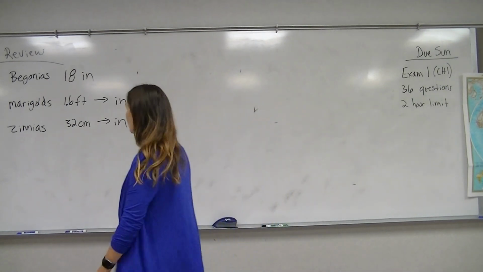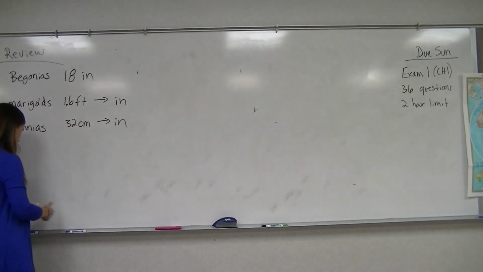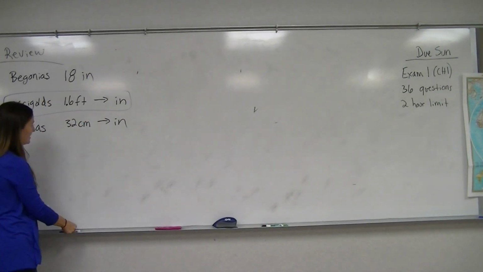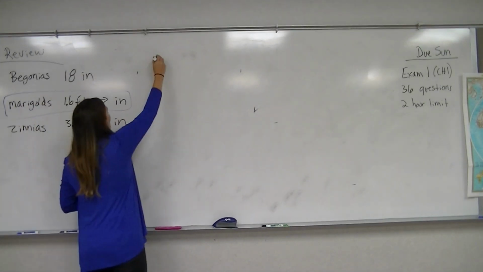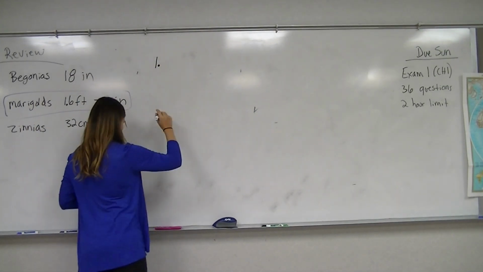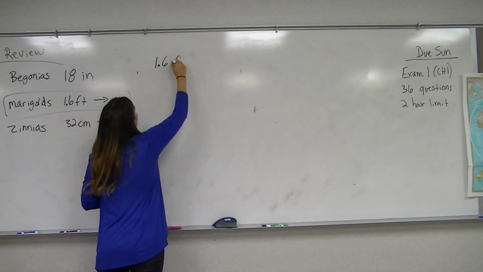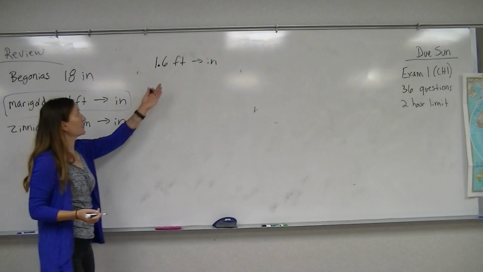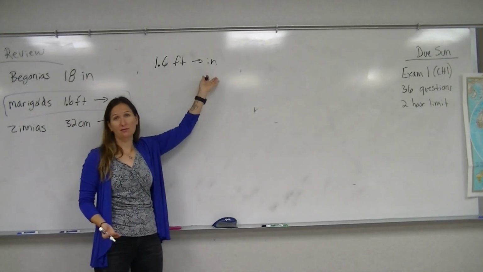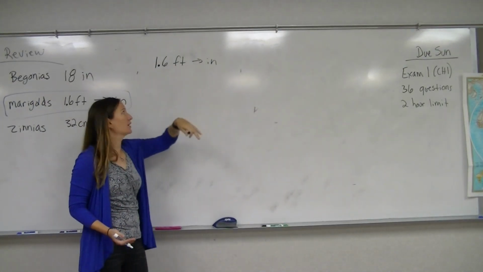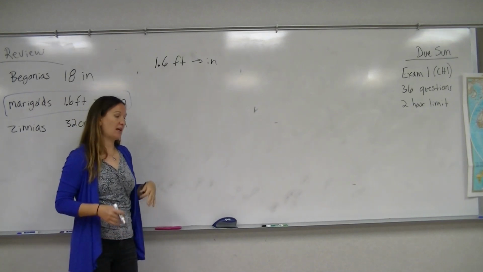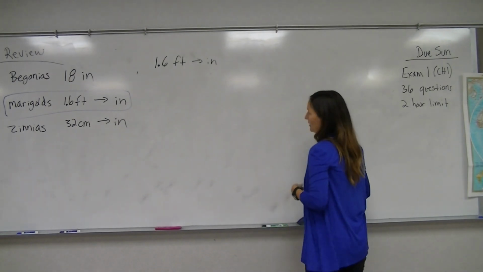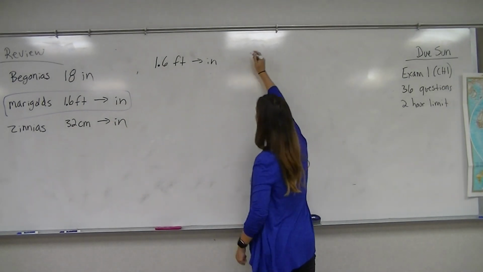So let's start with my marigolds. We'll do this one first. What that means is I'm going to be taking 1.6 feet, and I'm going to go to inches. To do that, this is actually an English to English conversion. Feet to inches, right? So we still need a conversion factor. We still need to do the railroad track method. You can even use the memorized conversion factor. So how many inches are in 1 foot?